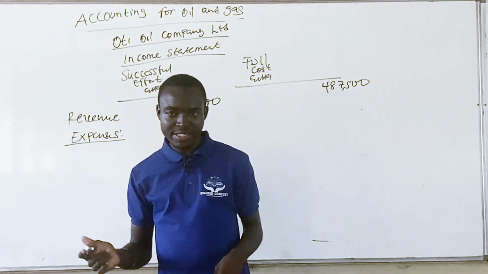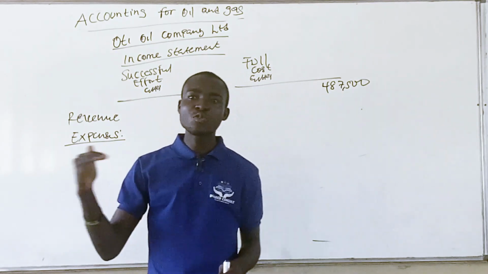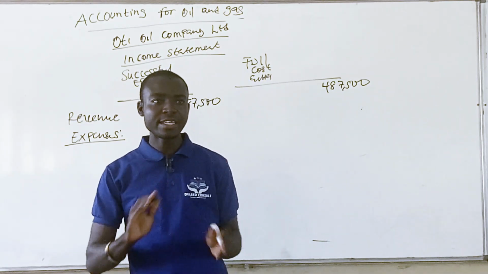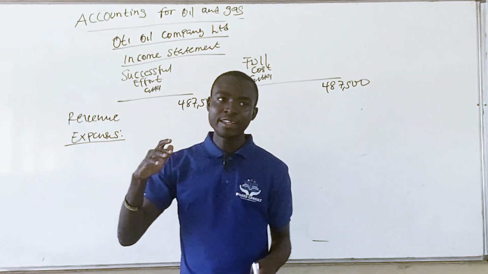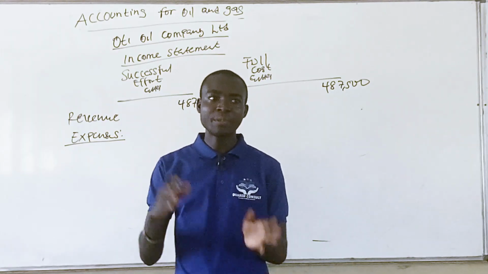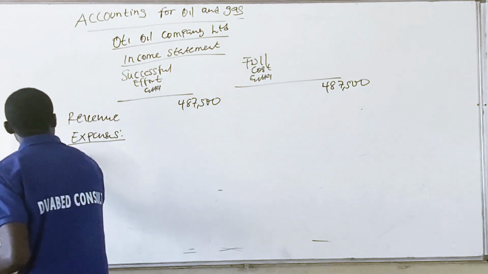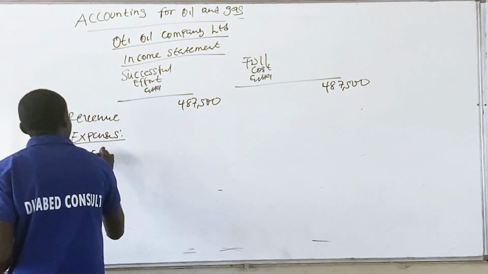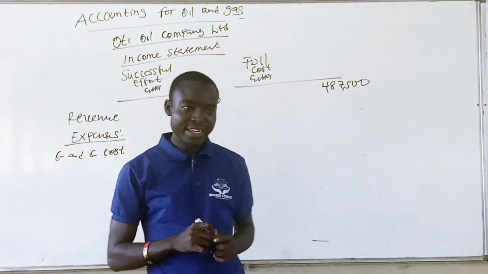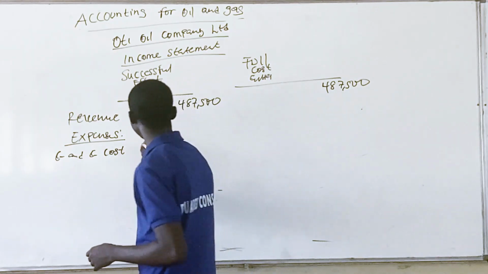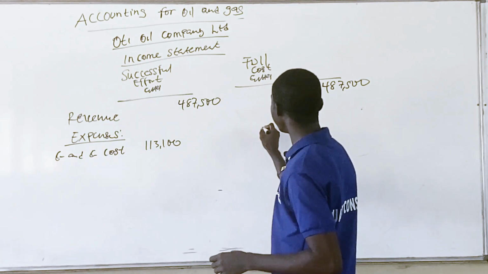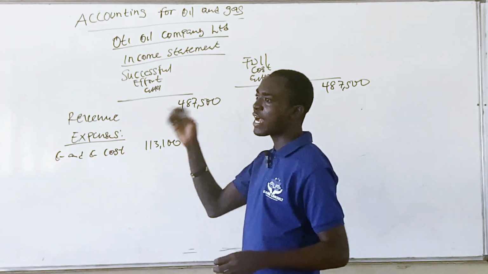The first item given is G&G cost. For G&G cost, under the successful efforts method, it is always written off as an expense, and under the full cost method, it forms part of the asset, so we capitalize it. The amount of G&G cost is 113,100. Under full cost, it will be 0 since it will be capitalized.